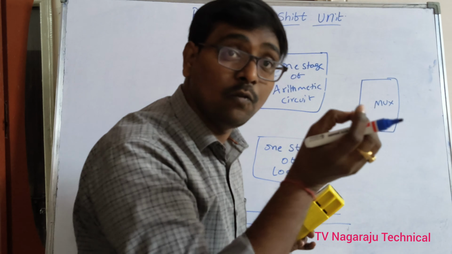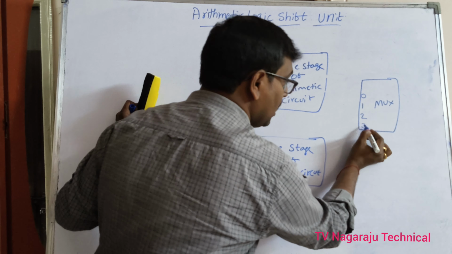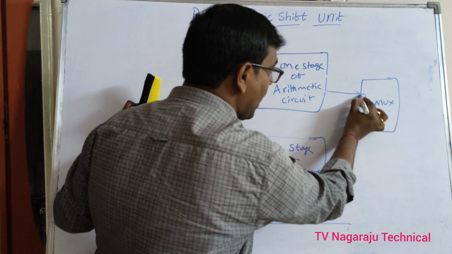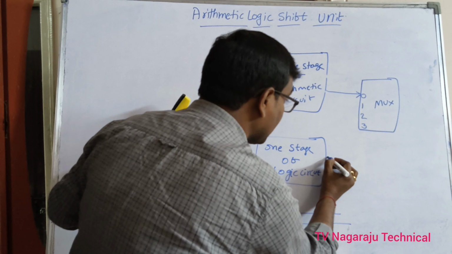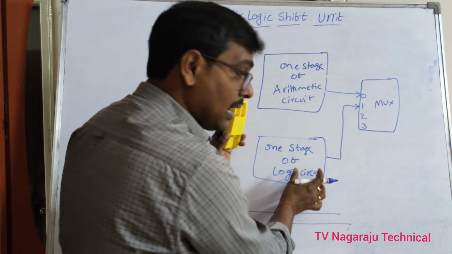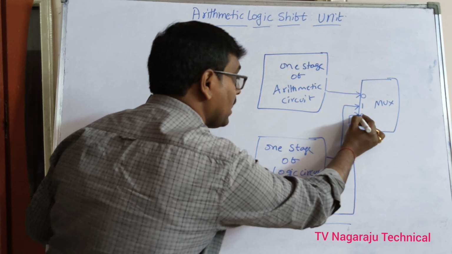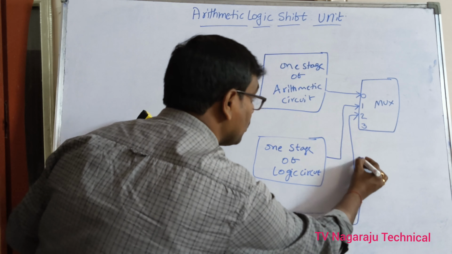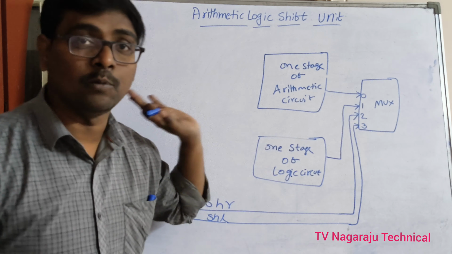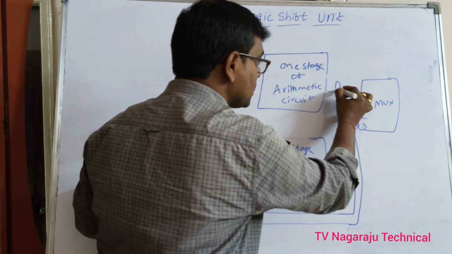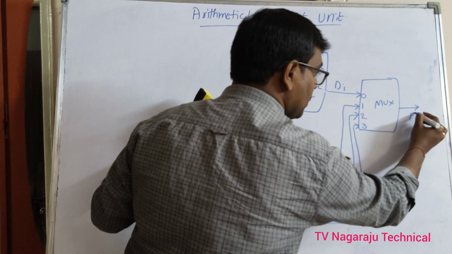Which multiplexer? 4 inputs: 0, 1, 2, 3. For the 0 input, I am adding the output of the arithmetic circuit. For the 1 input, I am adding the logic operation. For the second input, I am adding shift right operation. And for the third input, I am adding shift left operation. These are the 4 inputs. Clear? For example, this is the output of arithmetic, this is the output of logic.